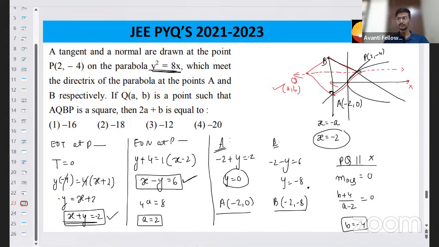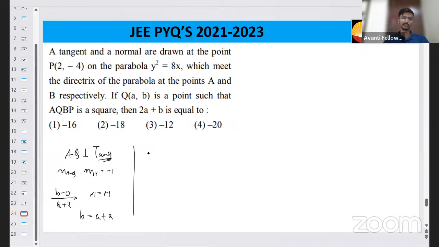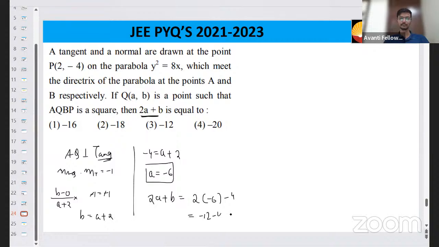What is the value of b, guys? b is minus 4. So I think we'll get minus 4 is equal to a plus 2. So a is equal to minus 6. We want 2a plus b. So 2a plus b will be equal to 2 into minus 6 minus 4, so minus 12 minus 4, which is minus 16. So we got our option A. The first option is the correct option.